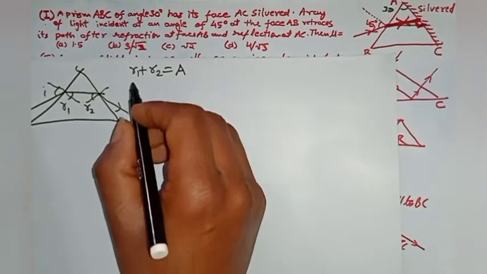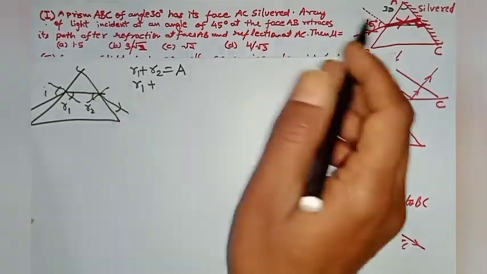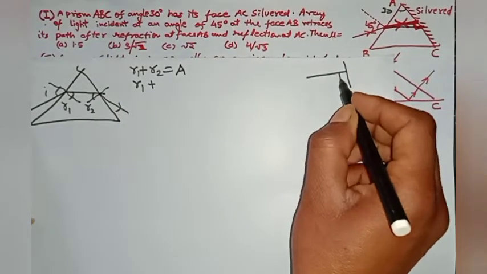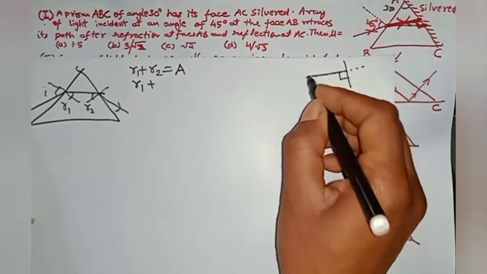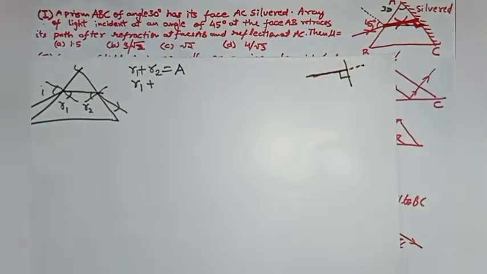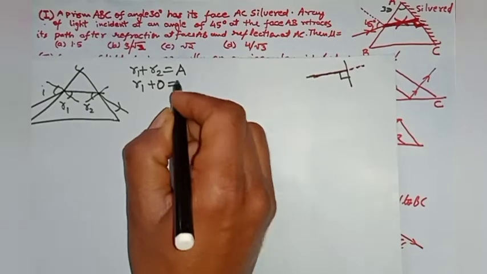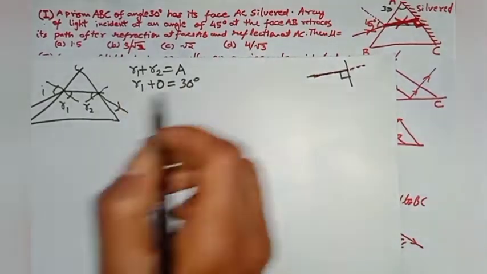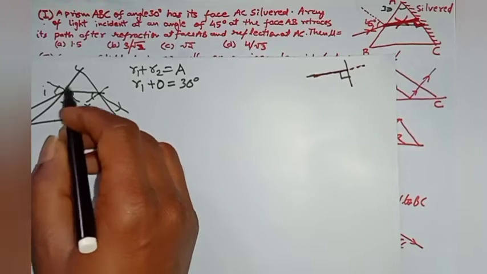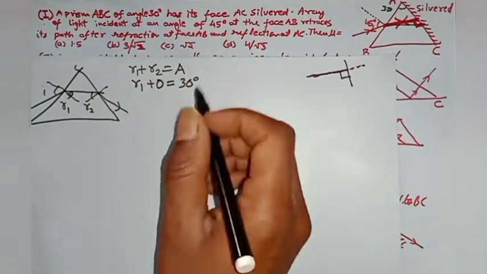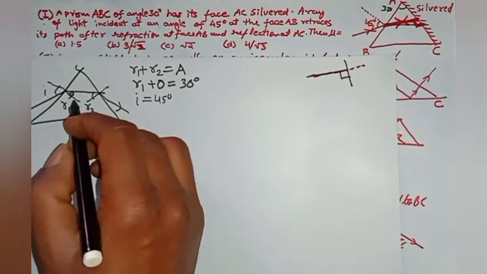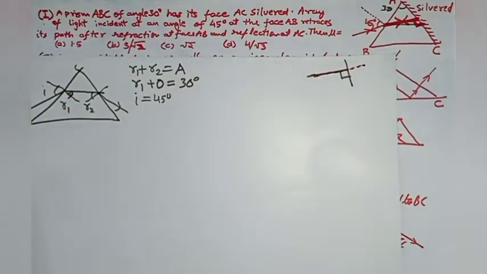So here R1 we don't know, and R2 is not 90. Actually, 90 degree is what it makes with the surface, but the angle is taken with the normal. So with the normal it is making 0, and A is given 30 degree. So R1 is, this angle is 30 degree, and what is the angle of incidence? We have that, 45 degree. I is 45 degree, and now for this interface you have angle of incidence and angle of refraction. You can find the refractive index on your own.